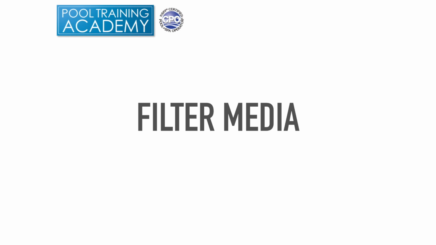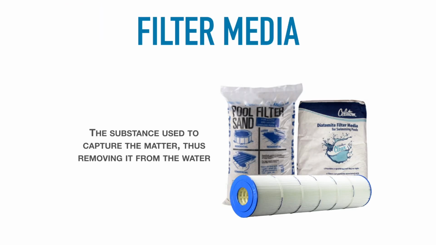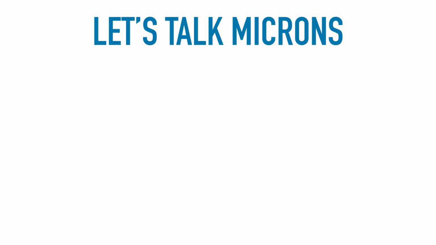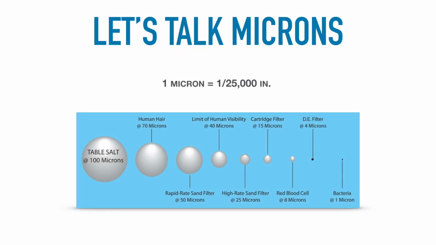Now, the way that we filter our water is by pushing it through various filter media. Now, filter media is the substance used to capture the matter, thus removing it from the water. There's a few different options that we have, and we're going to be talking about those later on in the chapter. But we just need to remember that all of our filters are working with some sort of media. Now, what we're looking for with this media is to capture the lowest microbic level possible. As you can see, the chart on the slide adheres to the same one in your books, and we'll see that this is a good reference.